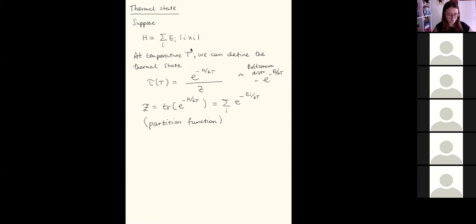And the other convention that is often used is that always writing 1 over kT is a bit cumbersome. So we often just write it in terms of this variable beta, which is 1 over kT. And then, for example, tau of T becomes e to the power minus beta H over Z. Okay, so in the exercise sheet, you're asked to show one particular property of the thermal states, which is that thermal states are composable.